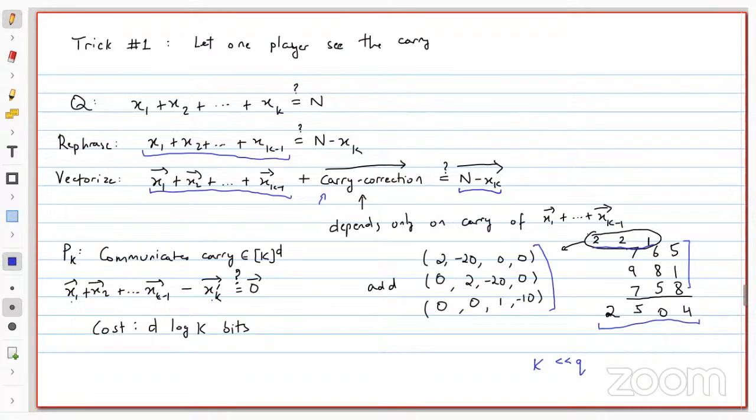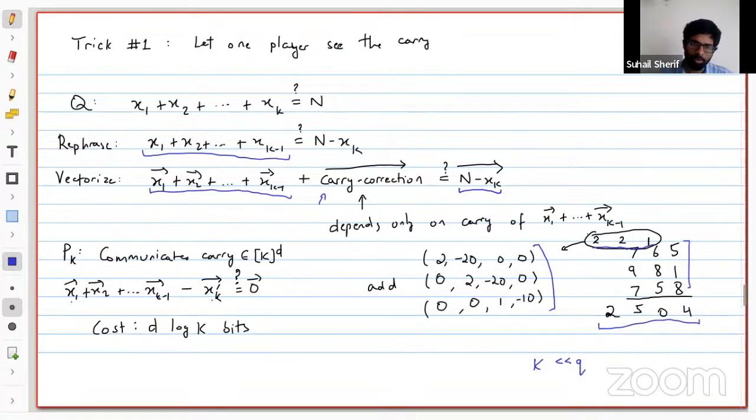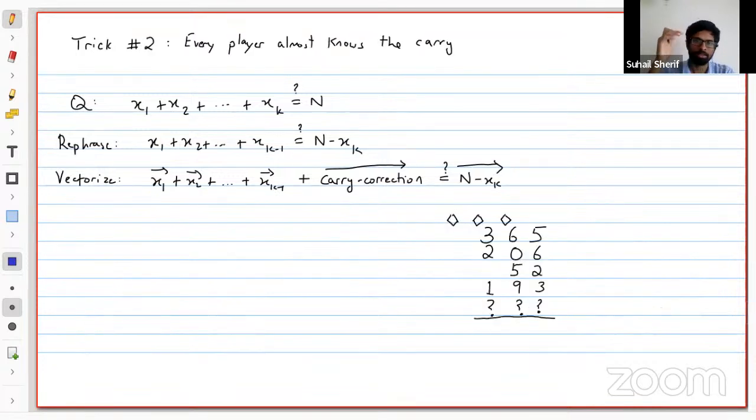Got it, thanks. But the problem with this is we wanted to bypass the d-bit communication protocol that we had, and we've ended up with a d log k-bit communication protocol that creates vector exactly n. So this isn't an improvement. If anything, it's the opposite. But we can do other tricks that improve upon this. And the second trick, which wasn't required in the 3-player setting, is going to be this.